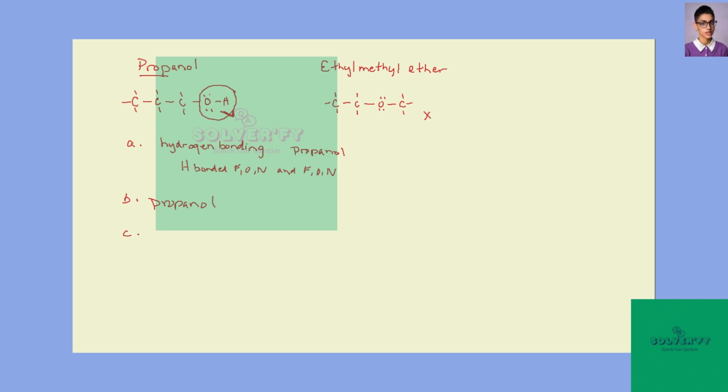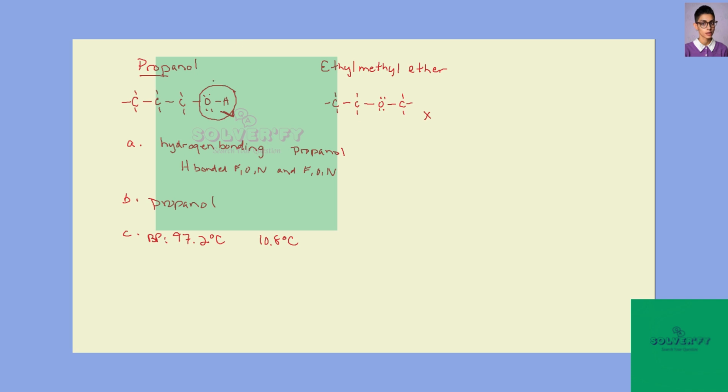The last question tells us that one of these molecules has a normal boiling point of 97.2 degrees Celsius, and the other one has a normal boiling point of 10.8 degrees Celsius. And they ask us to identify which one is which. So boiling point is based on intermolecular forces. The stronger the intermolecular force between the molecules, the more energy you need to break those intermolecular forces. More energy, more kinetic energy. More kinetic energy means higher temperature. So the stronger the intermolecular forces between the molecules, the higher the boiling point.